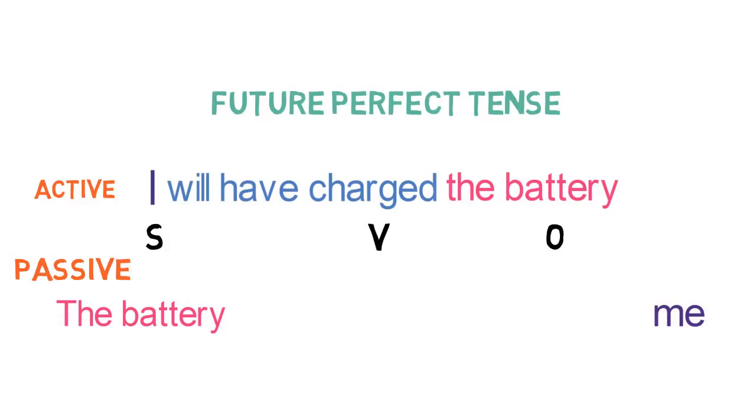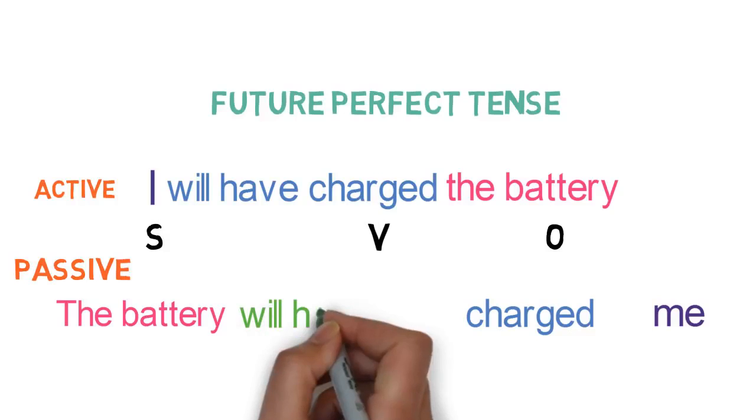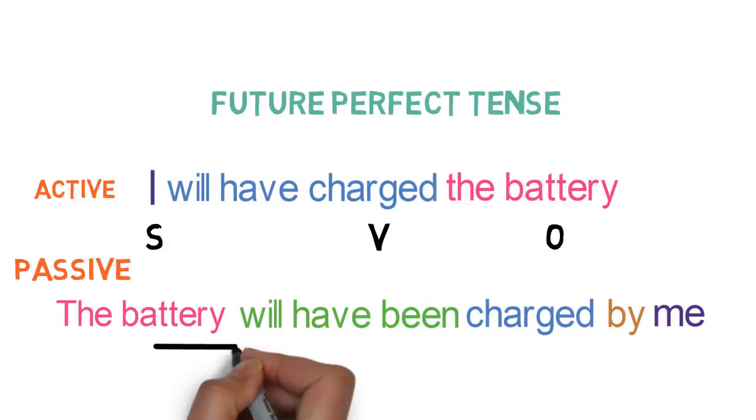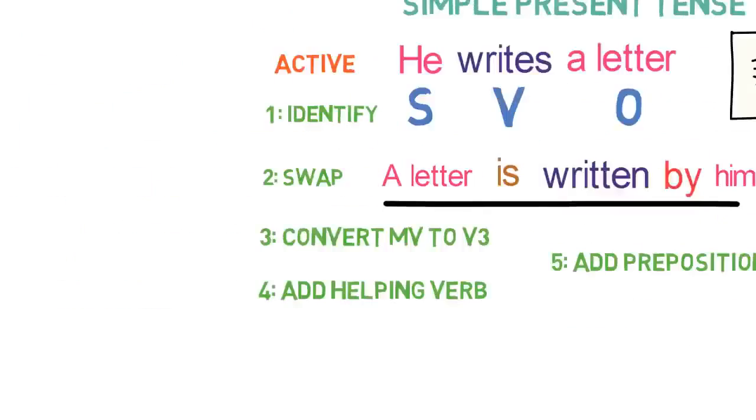Now converting the main verb to third form, it will be charged. Next, adding a suitable helping verb of to be, it will be will have been. Lastly, we need to add by here to make the sentence complete. So the whole sentence is the battery will have been charged by me.